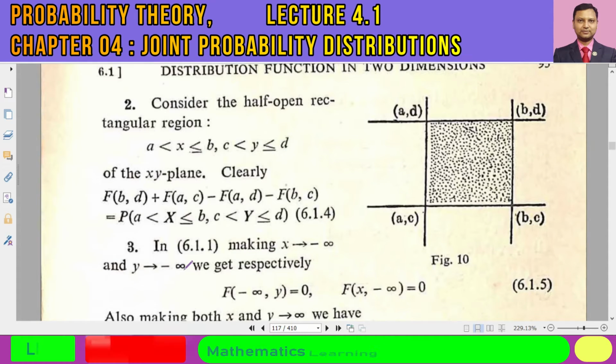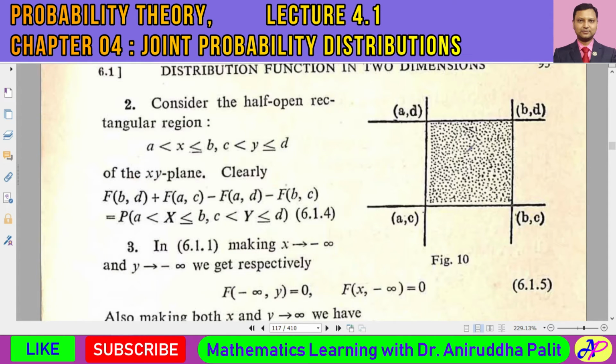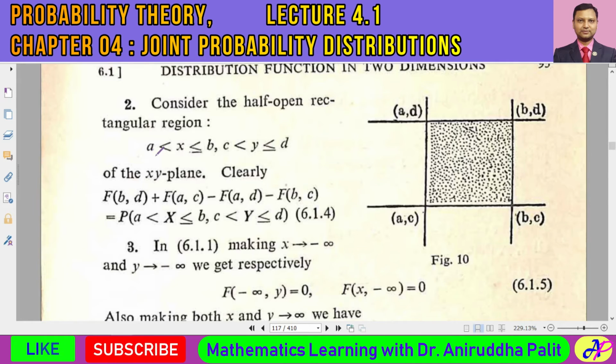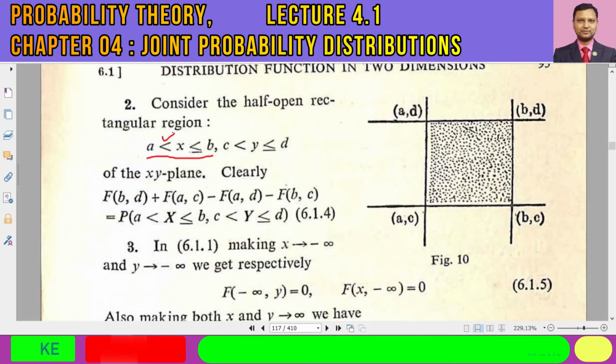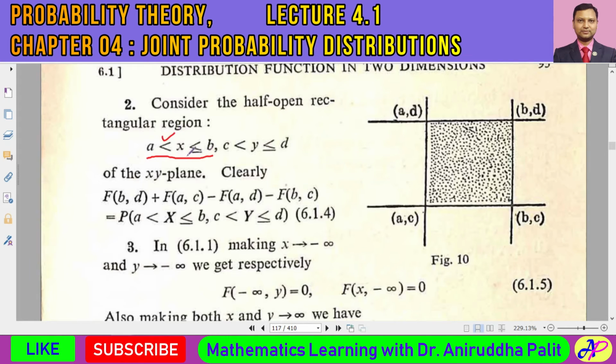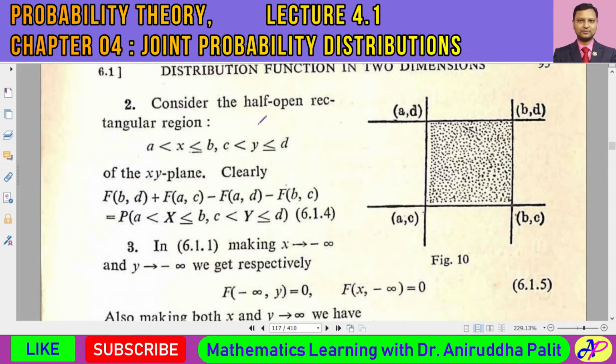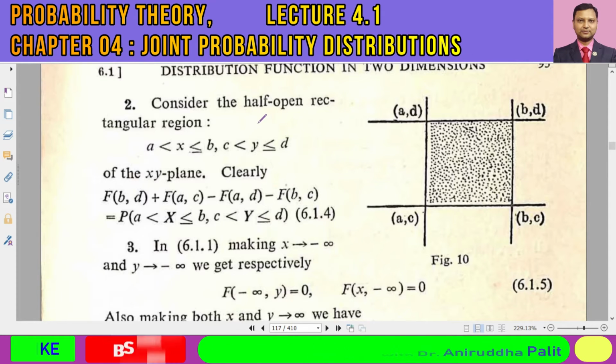And you can consider this kind of region, a semi-open or half-open rectangular region, where a is less than x less than or equal to b. Over here the open inequality is there, equality does not occur. Similarly, c is less than y less than or equal to d. Over here, this y equal to c, this equality does not occur.